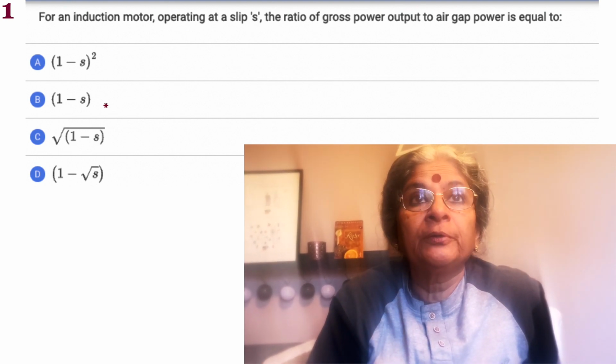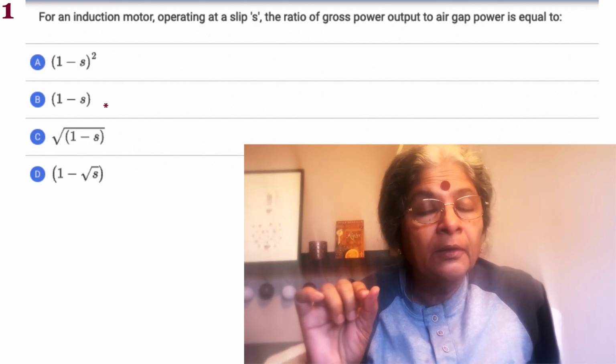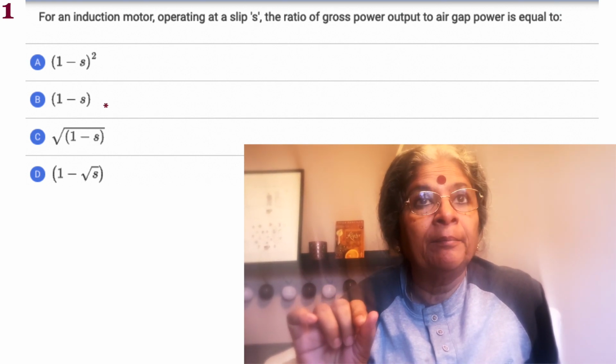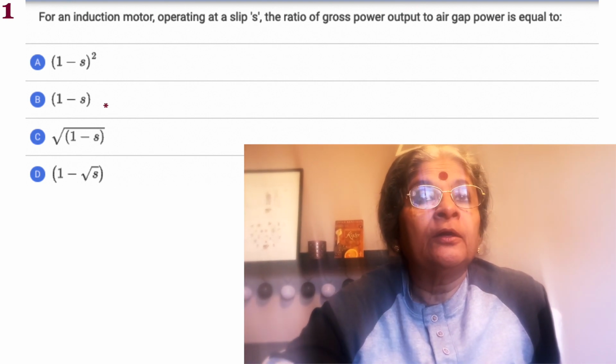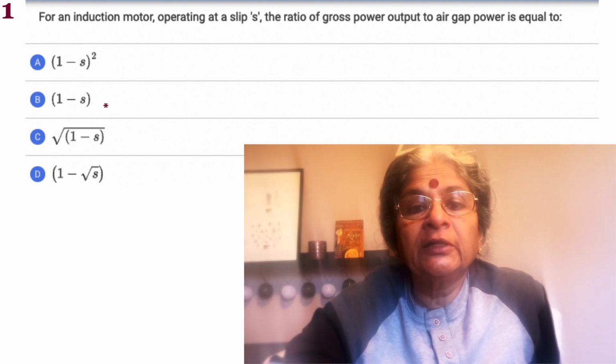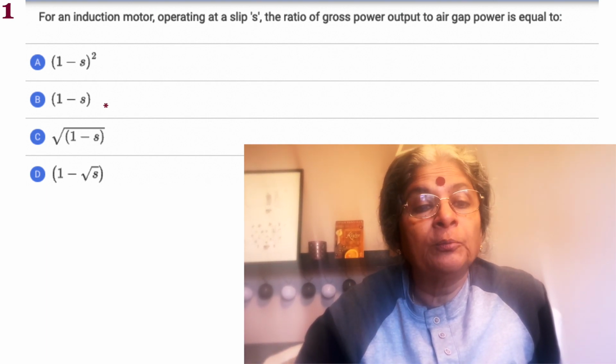So gross power output is the power input given to the rotor or the air gap, multiplied by 1 minus S. So the ratio of gross power output to air gap power is going to be 1 minus S, or option B.